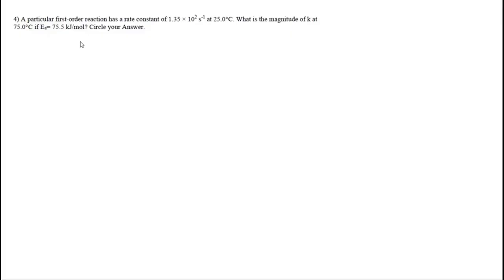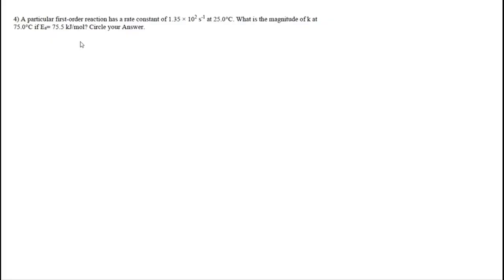They gave me a first order, a rate constant and temperature. Now they're giving me a second temperature and activation energy. Guess what, folks? We're dealing with the Arrhenius equation. The Arrhenius equation is the only equation that allowed us to relate rate constant to temperature and activation energy.